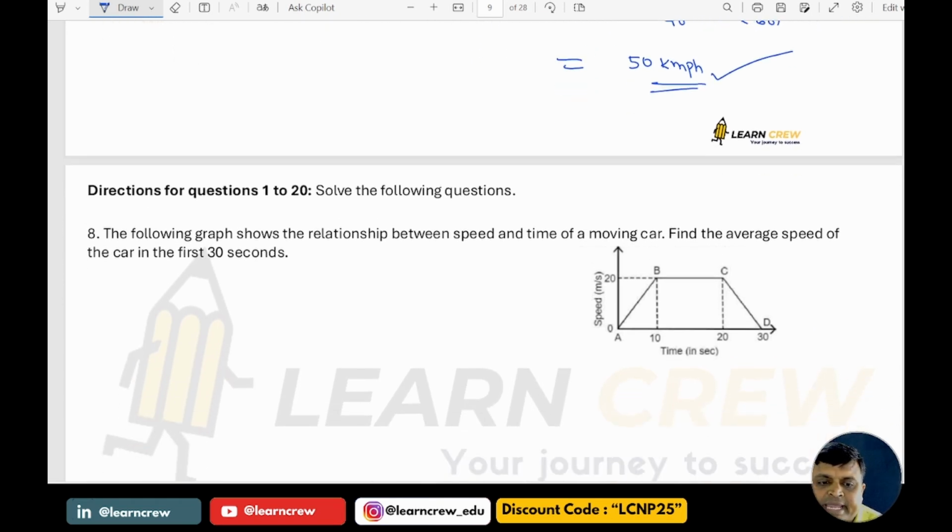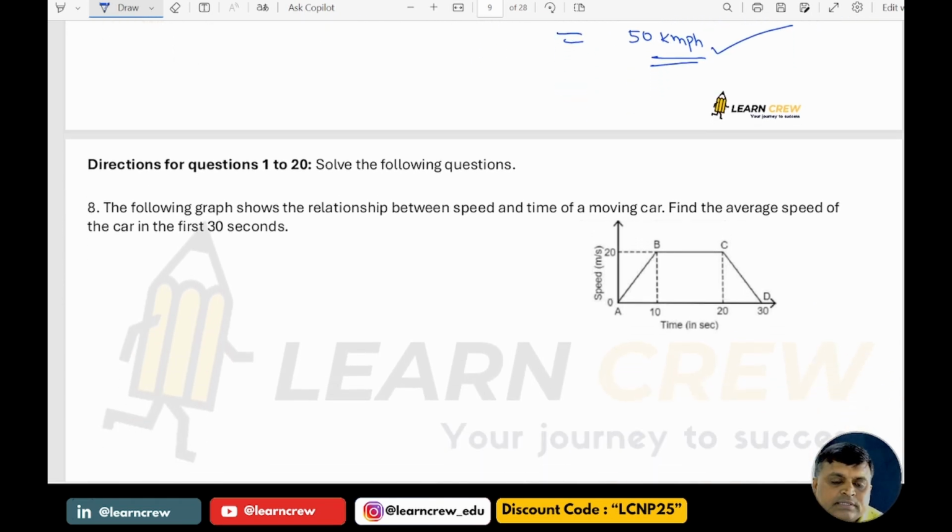Next, question number 8. See here. The following graph shows the relationship between speed and time of a moving car. Find the average speed of the car in the first 30 seconds. 10 seconds, next 10 seconds, next 10 seconds. So here, see how you get the average speed.